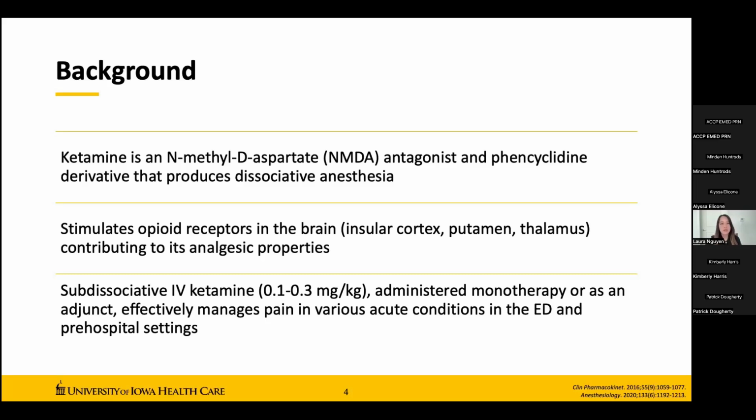So our subdissociative IV ketamine doses range from 0.1 to 0.3 mg per kg with a max of 30 milligrams. And it can be administered as monotherapy or as an adjunct, and it's known to effectively manage pain in various acute settings in the ED and pre-hospital settings.